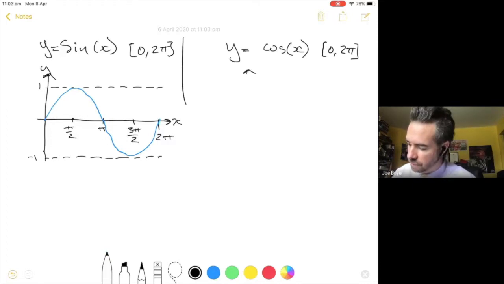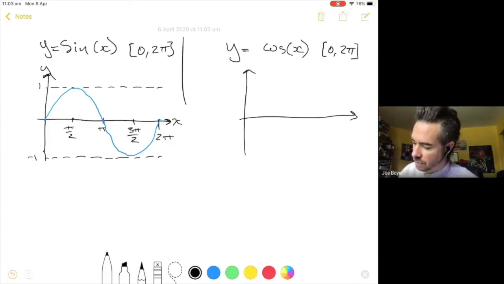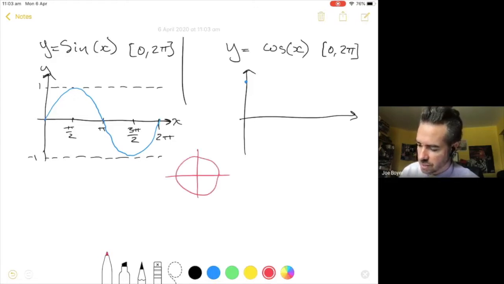Our cos graph, I'm going to do this very quickly. I won't label everything. But the most important thing is that our cos graph is very similar, apart from the fact that it starts at 1. And we should remember that because in our unit circle, we know that cos is a distance away from the y-axis. So if we're starting at an angle of 0, the length of this line here starts at 1. And as we go around the circle, it gets to 0 and then gets to -1 and then back to 0 and then back to 1. So that gives us a cos graph that looks more like this.